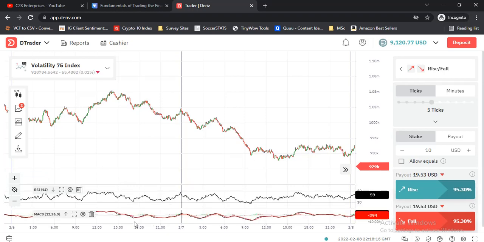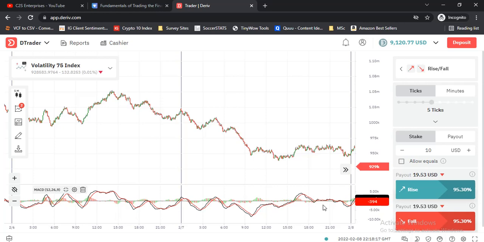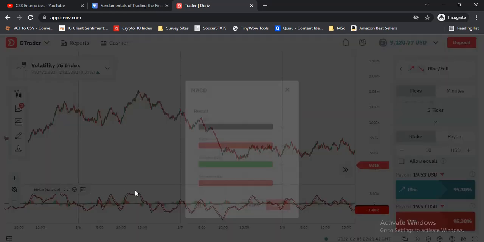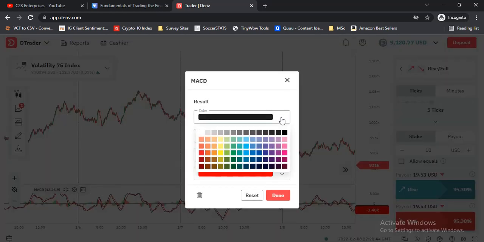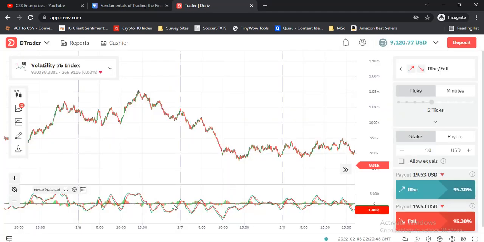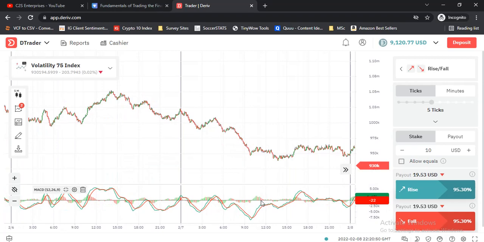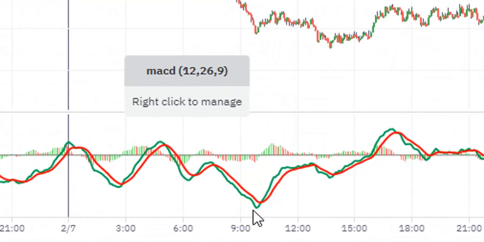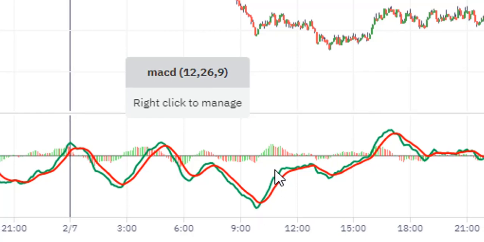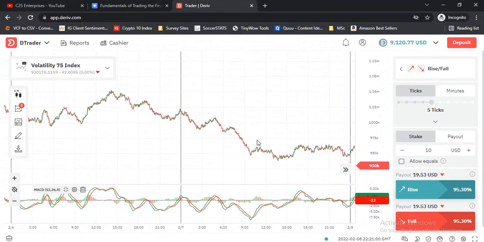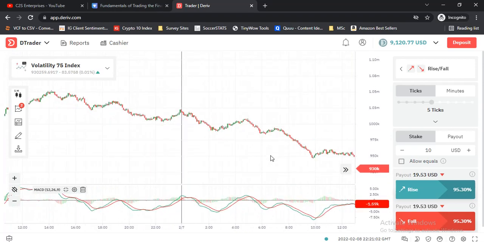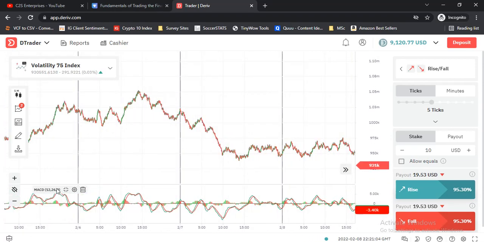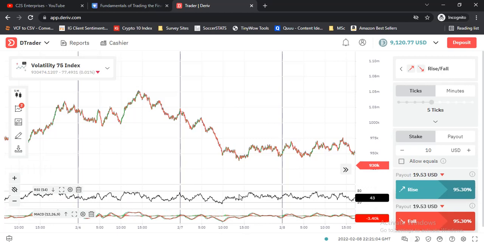And then now for the MACD, I'm going to change this color from black to green for easy reference. For the MACD, anytime the green line crosses the red line from down to up, that's a buy signal. It signals a buy scenario. So the vice versa of these two things are for the sell.